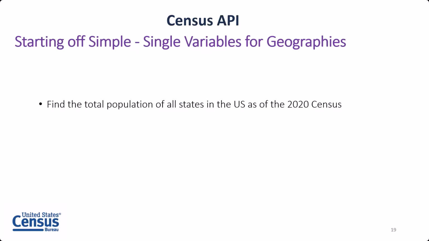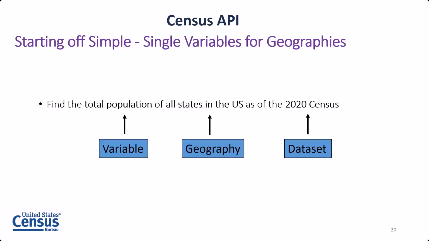So when I think about accessing data via the API, I like to break it down into 3 separate parts. I like to think about which variable, geography, and data set I'm trying to pull here. So my variable, I'm going to be looking for total population. My geography is going to be all states in the US. And then my data set is going to be the 2020 census data. Particularly, I'm going to use the 2020 census redistricting data. And I'll talk about in a moment why I chose that one over some of the other ones.